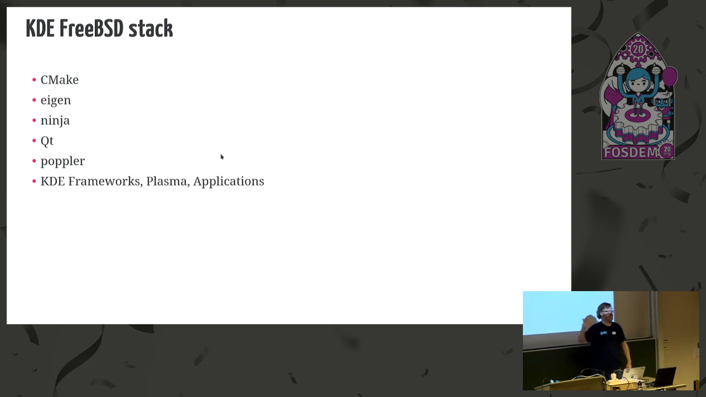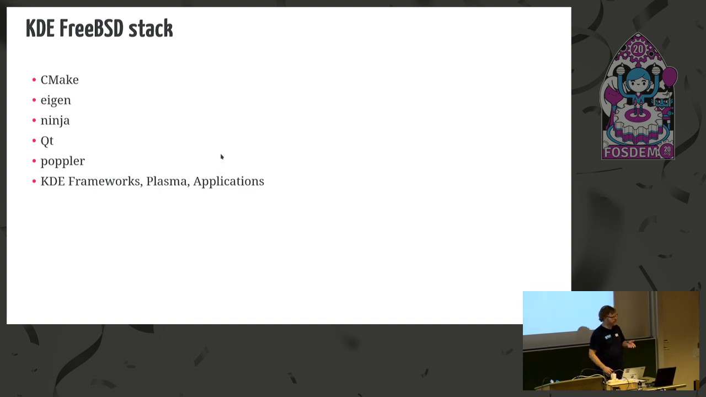We maintain Eigen, which is an algebra library. Ninja, everyone's favorite build tool, right? Ninja in combination with CMake is fine. I wouldn't write that by hand. The reason we maintain Ninja is that we did experiments. Ninja builds KDE software about 10% faster than GNU make or BSD make, and we like those 10% because they're long compiles. We maintain Qt, which is the toolkit upon which KDE is founded.